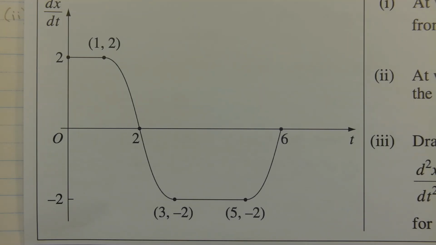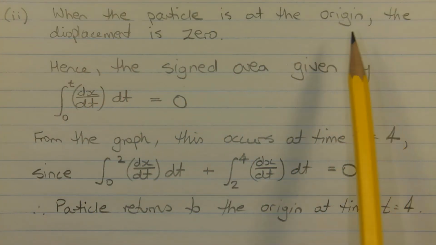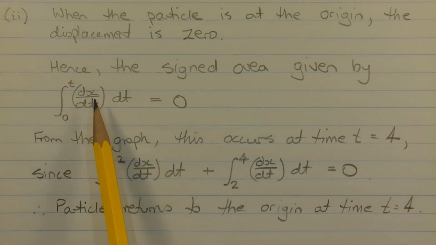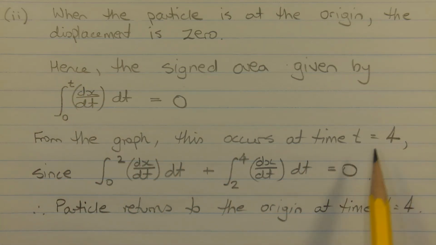So what we're looking for is a value of the signed area equaling 0, in other words, the area above the t-axis plus the area under the t-axis, since one is positive and the other is negative, cancelling out perfectly to give us 0. So when the particle is at the origin, the displacement is 0, which means the integral of the velocity dx/dt from 0 to t equals 0. And we want to find this value of t here. From the graph, this occurs at time t equals 4.